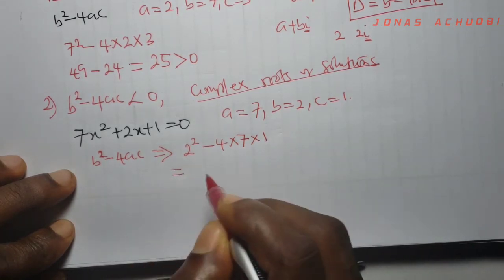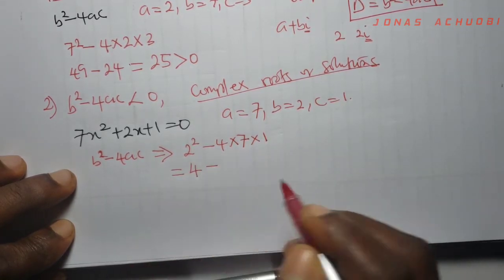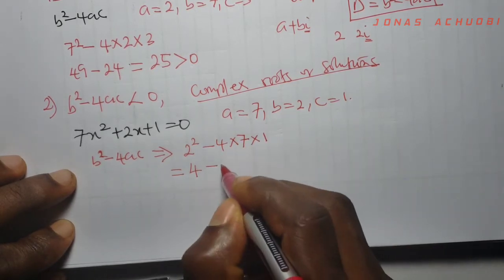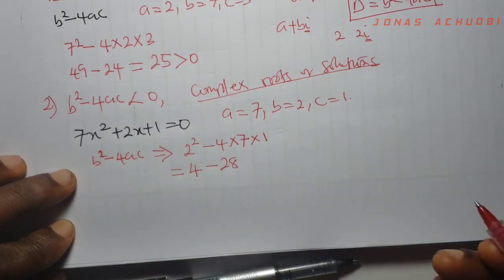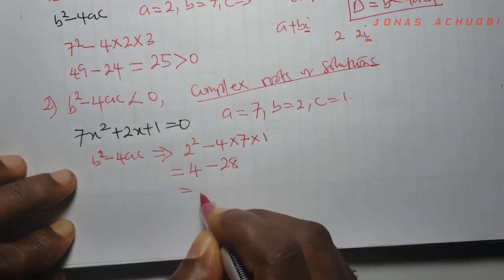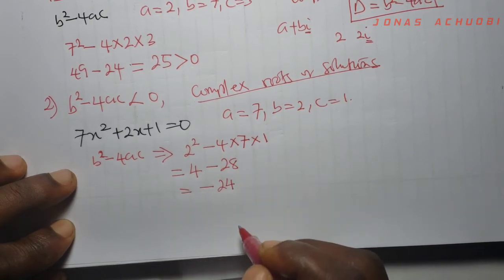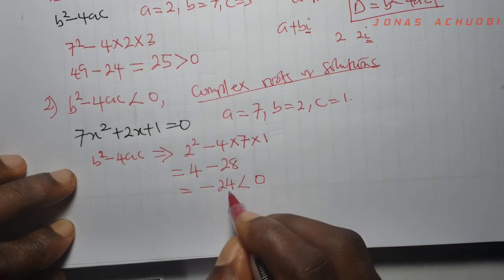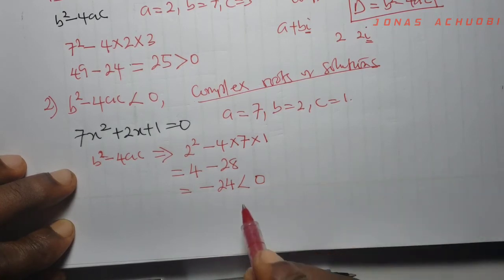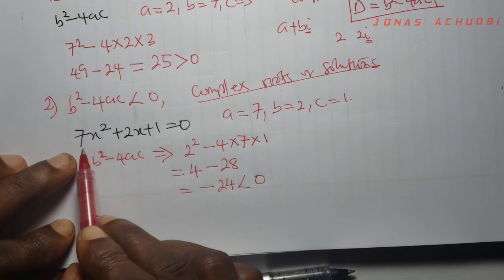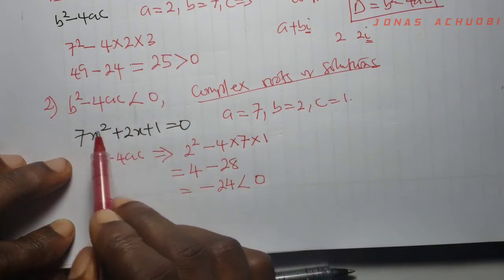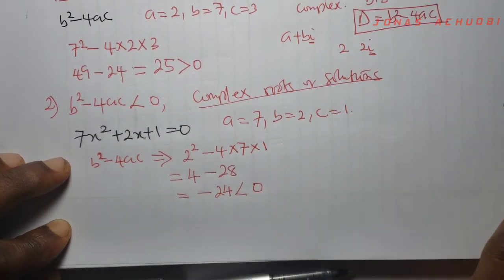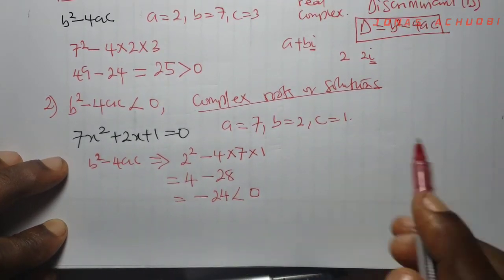So if we work this out, we get 2 squared is 4, minus 4 times 7 is 28, 28 times 1 is 28. So that is 4 minus 28. So 4 minus 28 is clearly negative 24. And minus 24 is less than 0, meaning that minus 24 is a negative number. So what this tells us is that if we solve this equation, 7x squared plus 2x plus 1 equal to 0, the roots or the solutions we are going to get will not be real but complex.